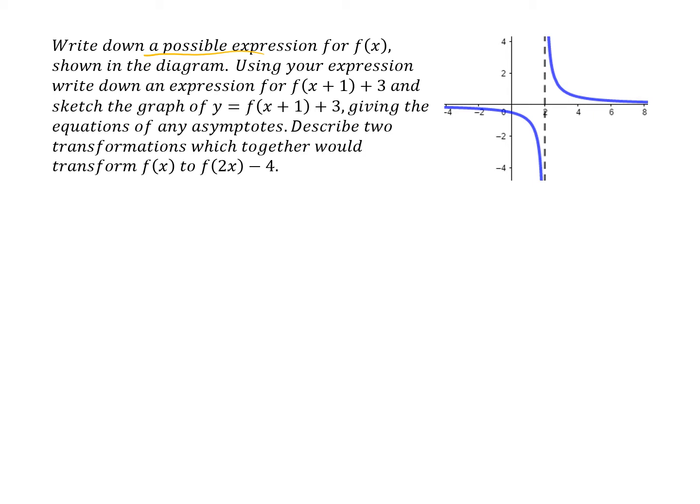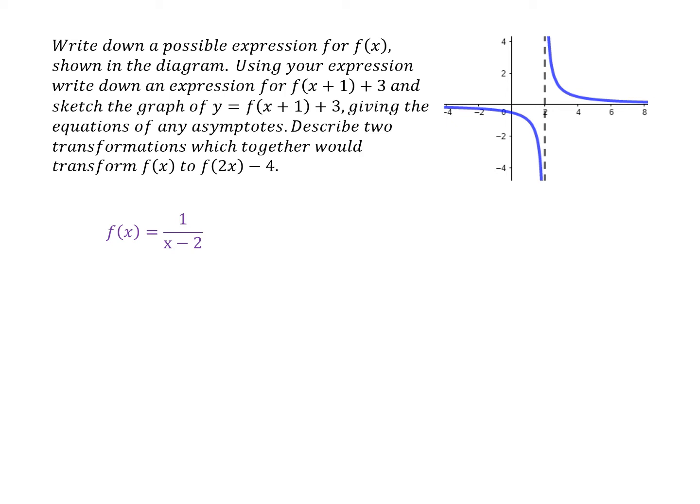And it looks a little bit like the graph of 1 over x, my reciprocal graph. But the difference between 1 over x and this graph is that we've got the asymptote at 2. So the denominator must equal 0 when x equals 2. So here's my expression. So 1 over x minus 2 is the simplest expression I can think of.